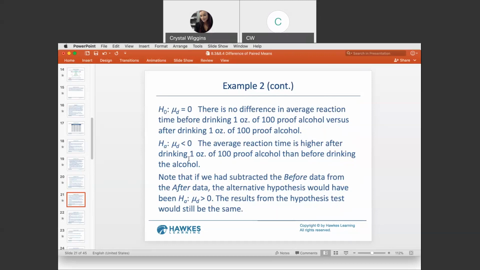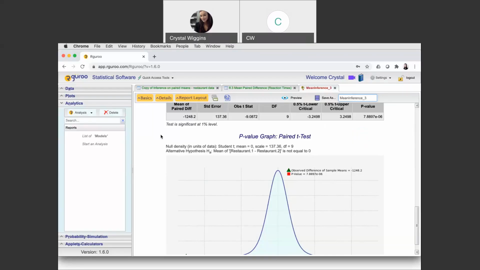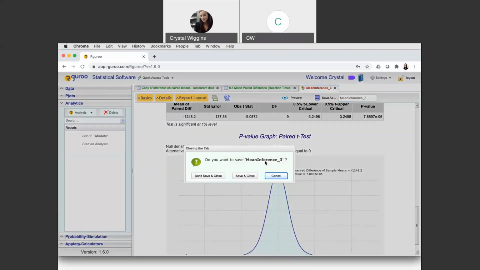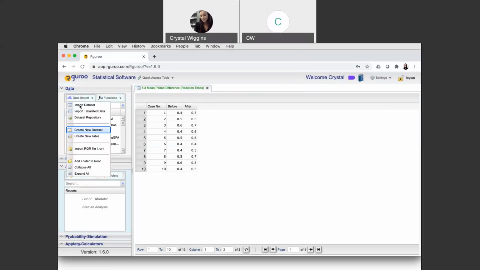Let's now head over to Rguroo to compute this. Okay, so I still have the last example up. I'm going to close that out. I'll close the restaurant data. And I have the data I've already input, and that's the before and after times. I can just type these in. This is a very small data set to type in, so it makes sense if we just type in the before and after times by going to Data, Data Import, and create a new data set.